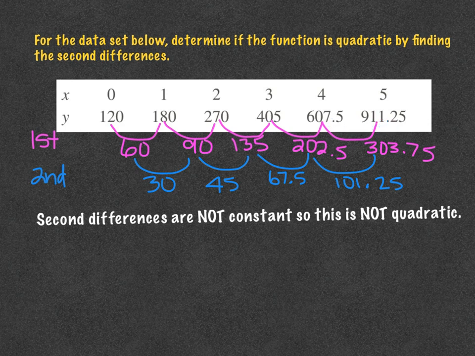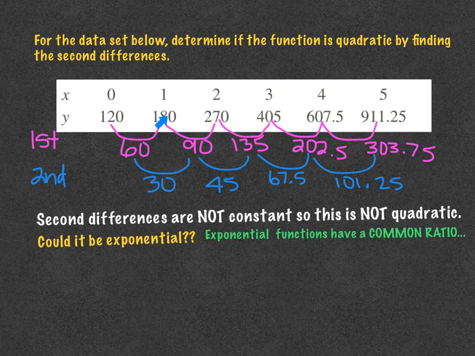Could it be exponential? So even though your homework will not specifically ask you to figure this out, you may see this another time. So if you remember, exponential functions have a common ratio. So all we have to do is find the common ratio between a term and its previous term and see if those are constant. So let's do that now. So we're going to find the ratio of 180 divided by 120, and that happens to equal 1.5.